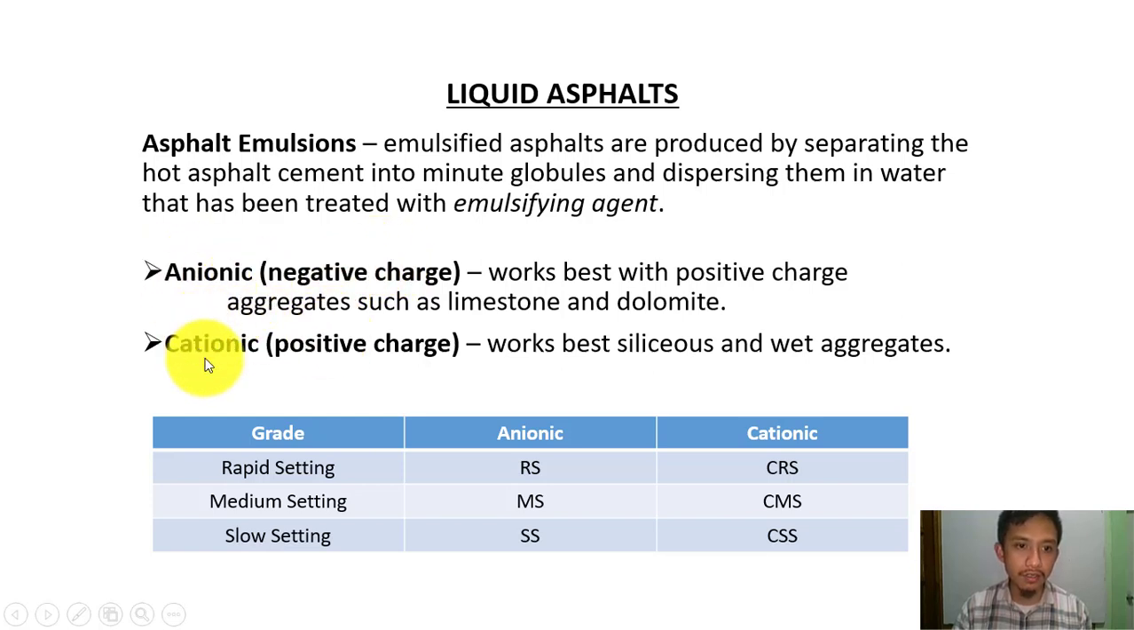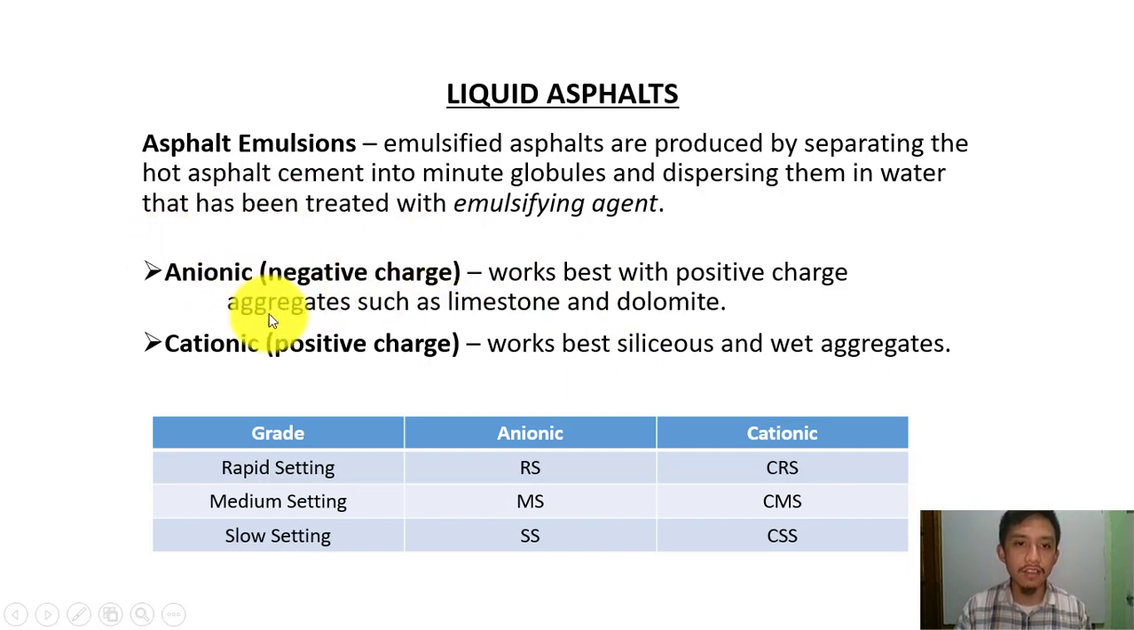We will be using anionic or cationic, so that depends on the charges. And of course, remember the basics about charges: if we have a negatively charged object with a positively charged object, they will attract each other, or bind together. Compared with the same charge, they will repel each other. So this type of emulsified asphalt works best with positively charged aggregate, for example limestone and dolomite.